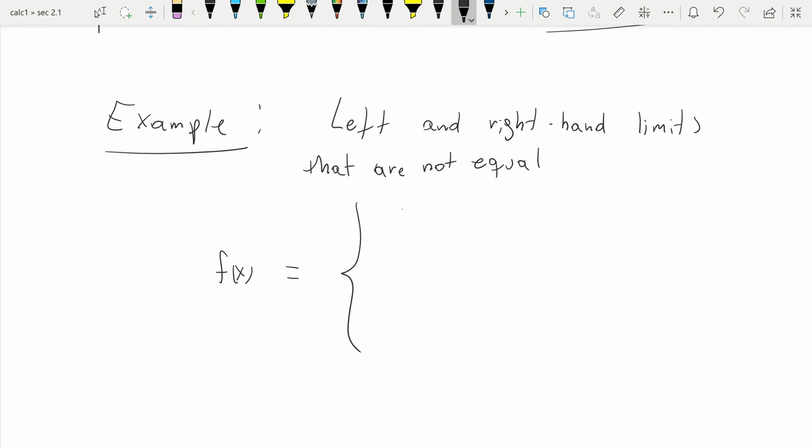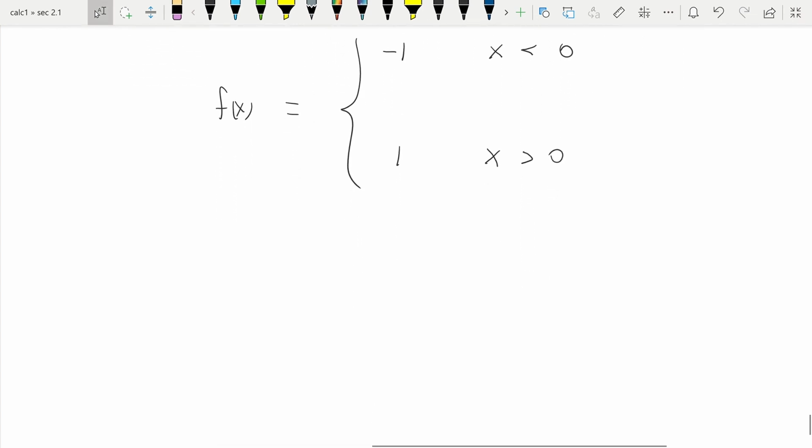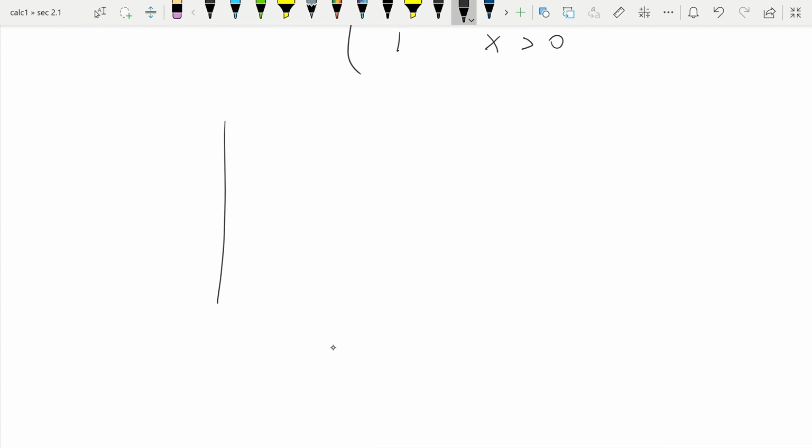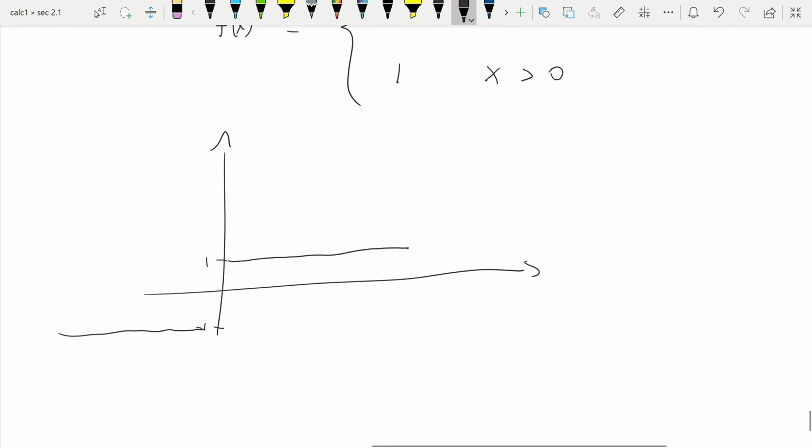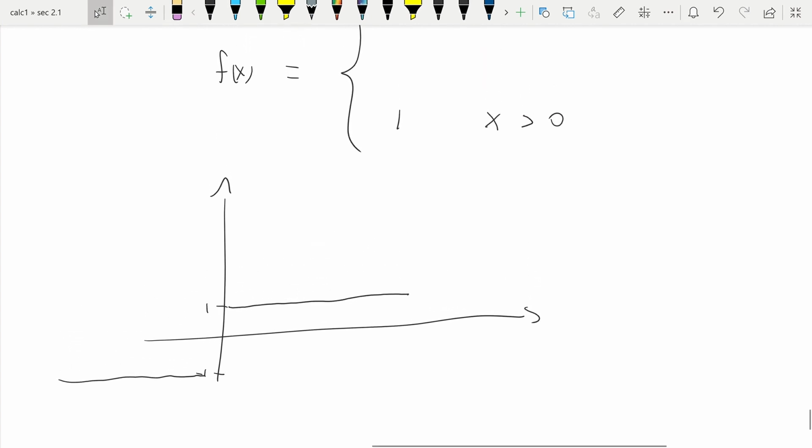So I'm just going to say this is a function that takes in the value -1 when x is less than 0 and is 1 when x is greater than 0. So what does the function look like? For values less than 0, suppose this is -1, the function takes on the value -1, and then for values larger than 0, it takes on the value 1. So this is f of x.